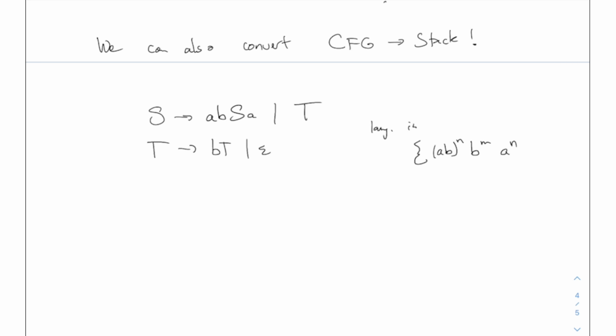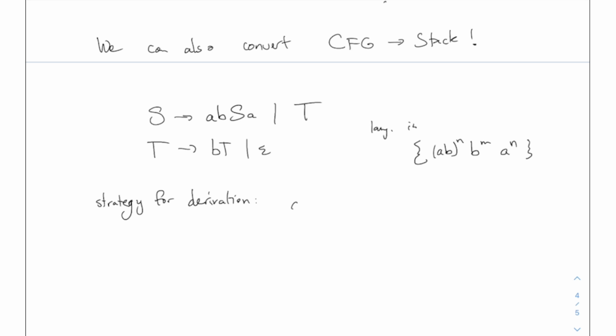Yes, when I see this kind of action, this makes me think ABs are being balanced with A at the end. So there's some number of ABs at the beginning, followed by the same number of A's on the end. And then what about in the middle? In the middle is this T thing, which represents any number of B's. So yeah, that's great. All right, anyway, that's not important though. I want to convert the grammar directly into a stack machine. Here's my strategy for derivations, and then I'm going to try to convert that into stack rules. Strategy for derivations.